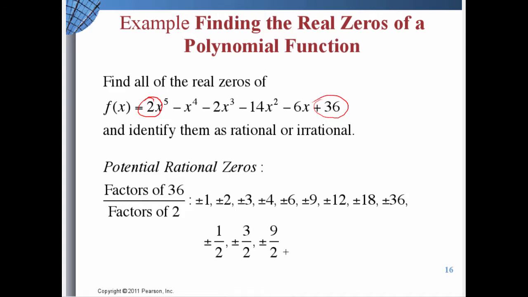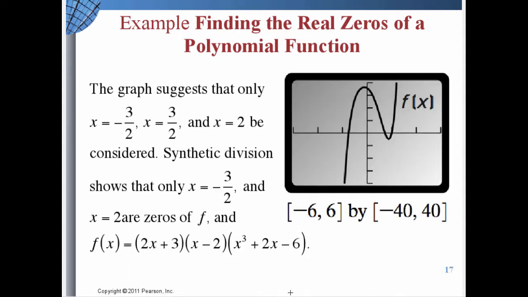Okay, and sometimes this seems like a bit of a daunting task to then narrow this down to a few select values that are zeros, but we have a few tools that we can use to help narrow down our search. One of them is our technology. So if we were to graph the function and take a look at it, the graph suggests that only x equals negative 3 halves, x equals 3 halves, and x equals 2 can be considered, just because of the nature of the graph, okay?